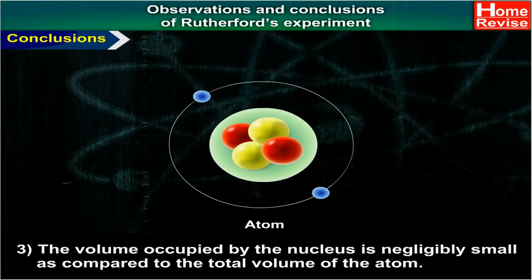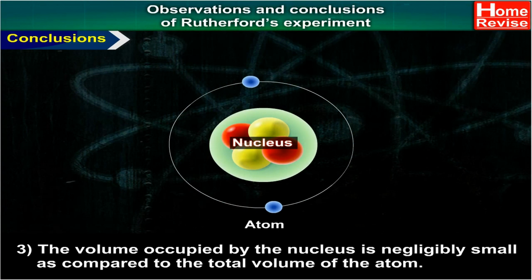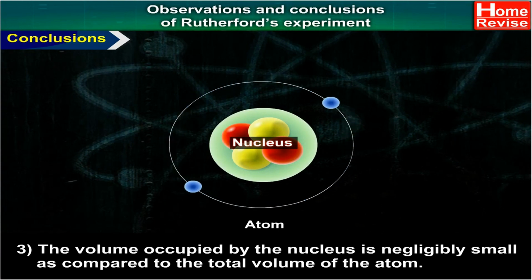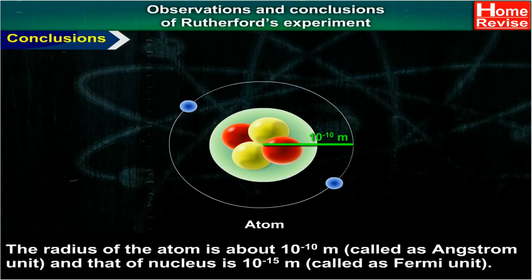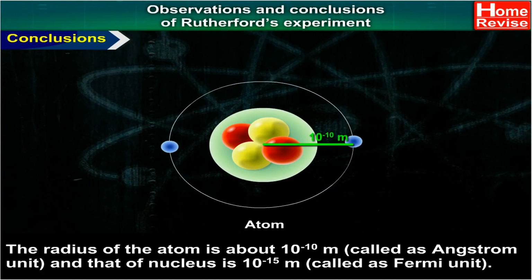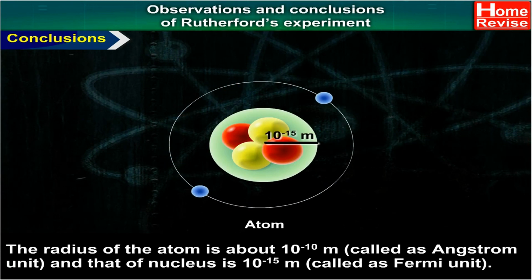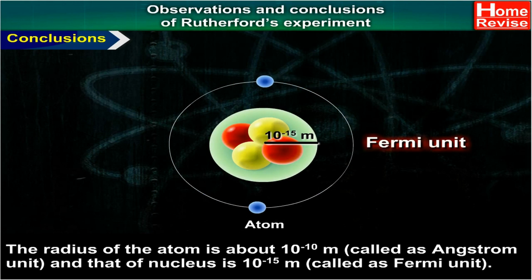Third, the volume occupied by the nucleus is negligibly small as compared to the total volume of the atom. The radius of the atom is about 10 raised to minus 10 meters, called the angstrom unit, and that of the nucleus is 10 raised to minus 15 meters, called the Fermi unit.